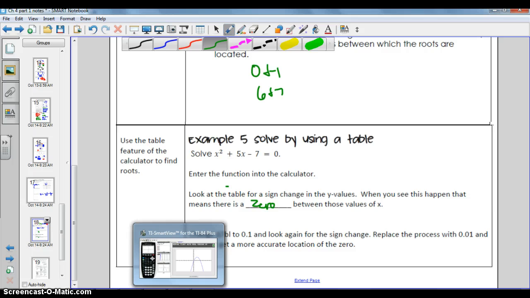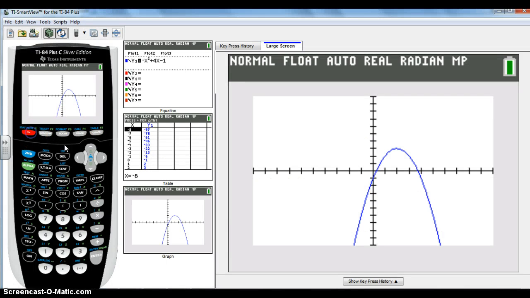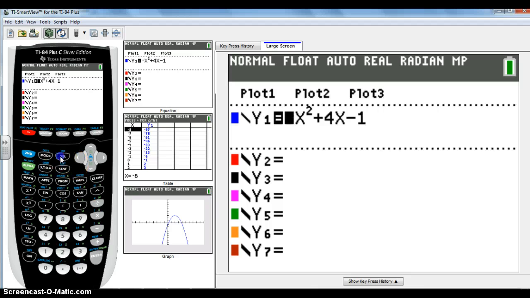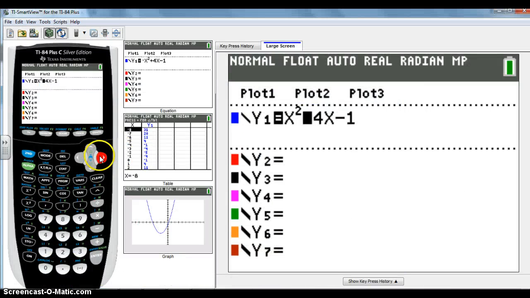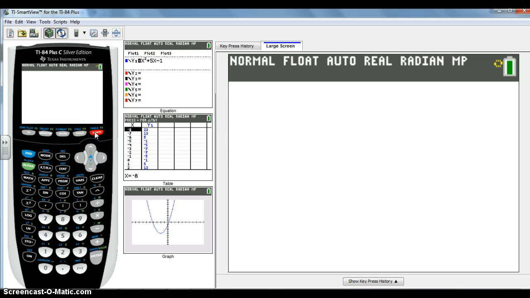x squared plus 5x minus 7. So y equals x squared plus 5x minus 7. There we go. So we're going to hit second graph this time to get our table.